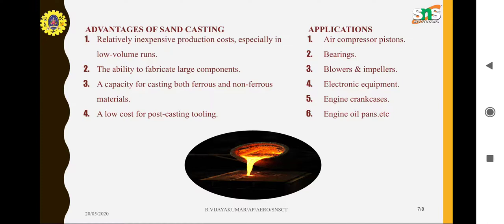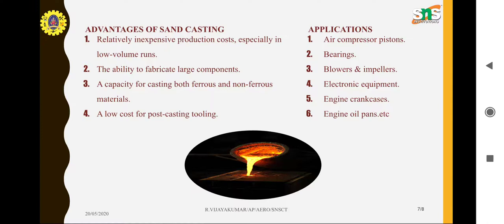Usually very difficult or complex designs are made by sand casting, because when we go for turning or any other methods, minute or complex shapes are difficult to produce, so sand casting is chosen. Any size and weight up to 200 tons can be made using sand casting. So, these are some merits and advantages. You can see the ability to fabricate large components, and, as we discussed, both ferrous and non-ferrous materials can be made. The cost of production is very low.